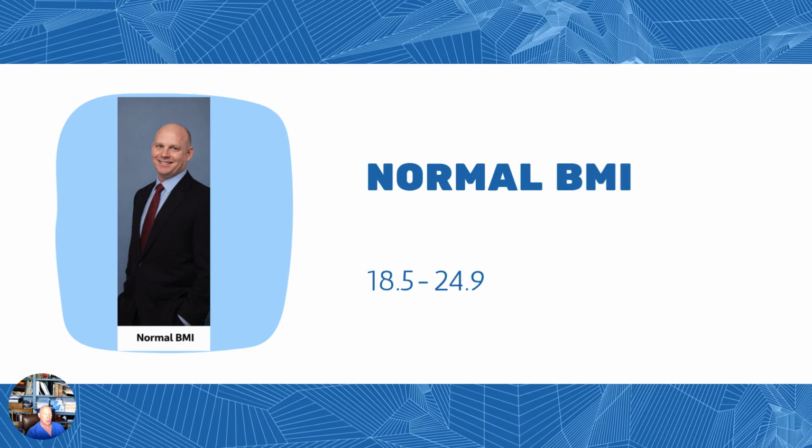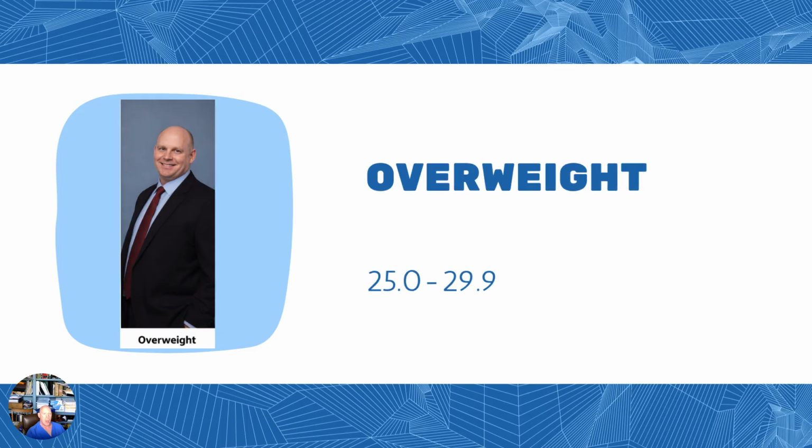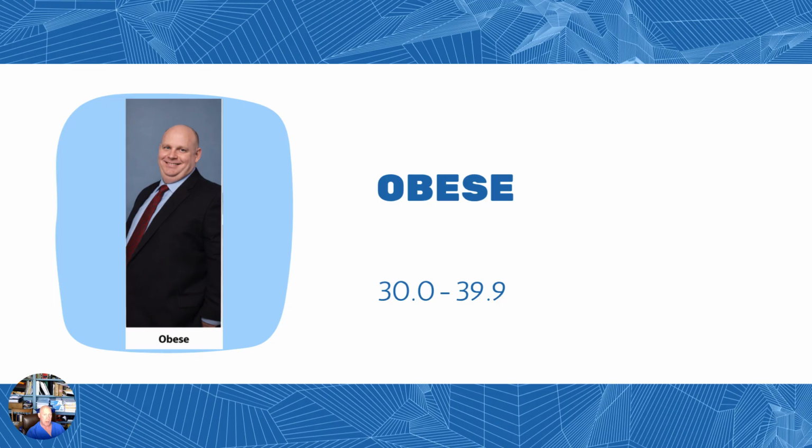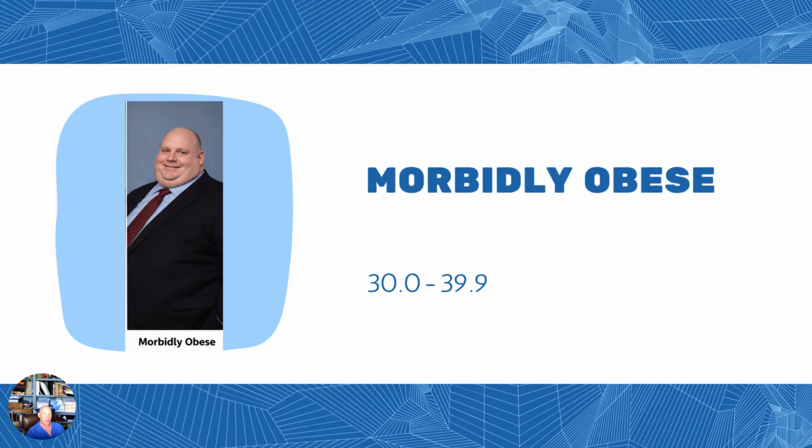What I want to point out to you, a little bit of airway anatomy, is to look at the circumference of the neck. As the BMI increases, you will see an increase in the neck circumference. An overweight patient's BMI is 25 to 29.9. An obese patient is 30 to 39.9, and a morbidly obese patient is over 40.